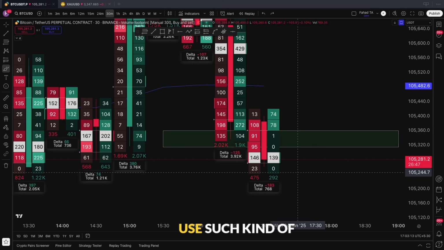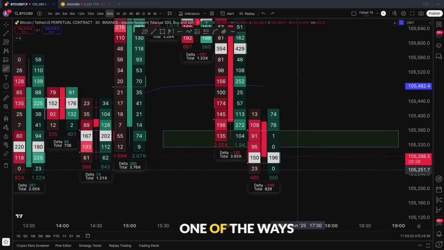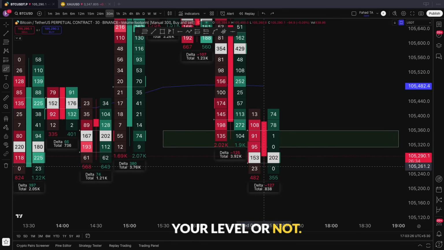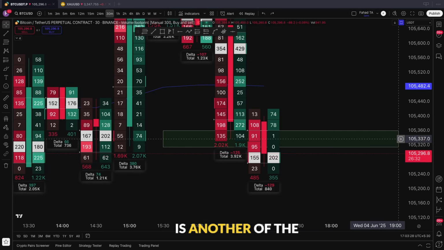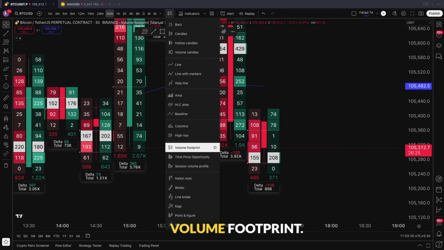A lot of streamers use such kind of terms where they say, okay, a lot of traders are getting trapped and whatnot, but then they have no logic to back it up. But yeah, this is one of the ways how you can actually find out if the traders are getting trapped at your level or not.